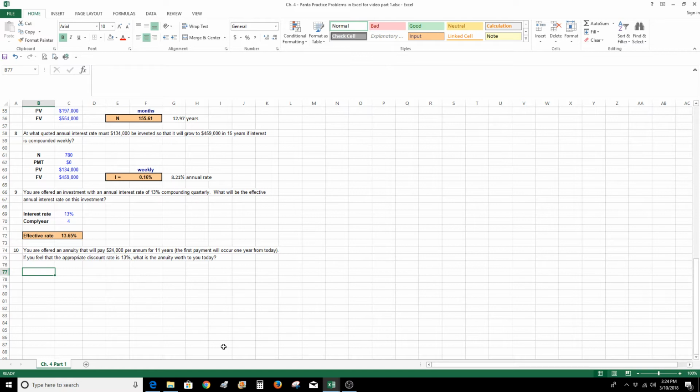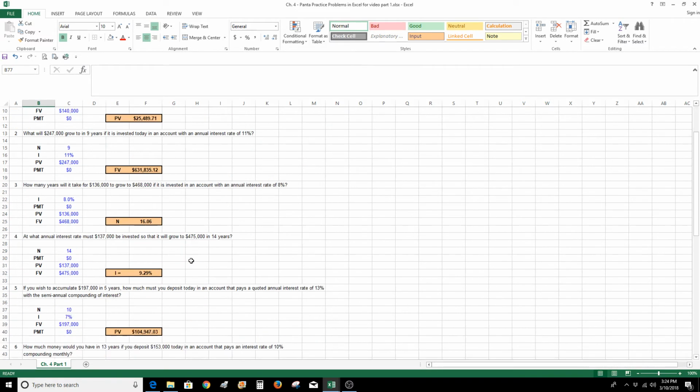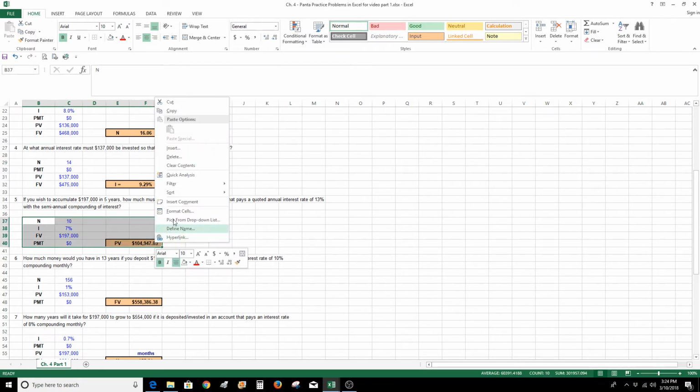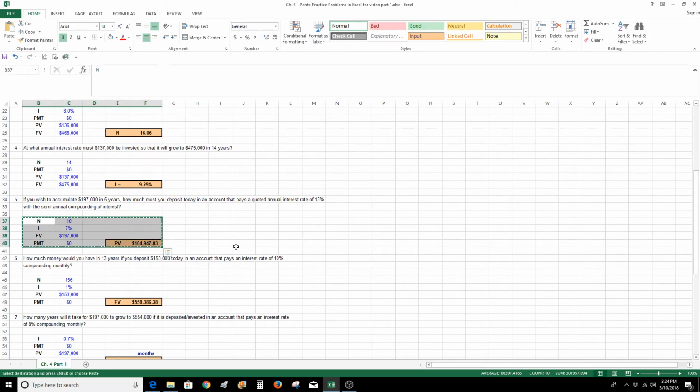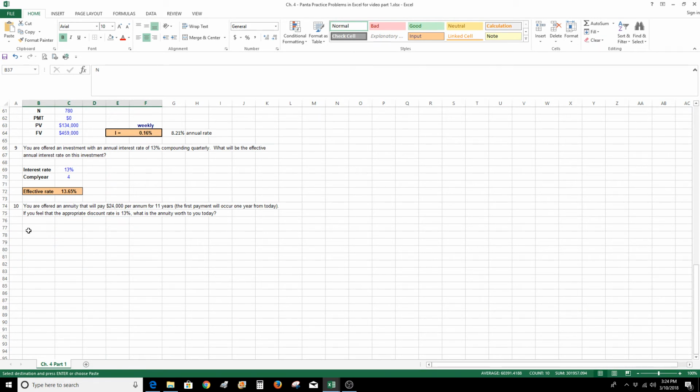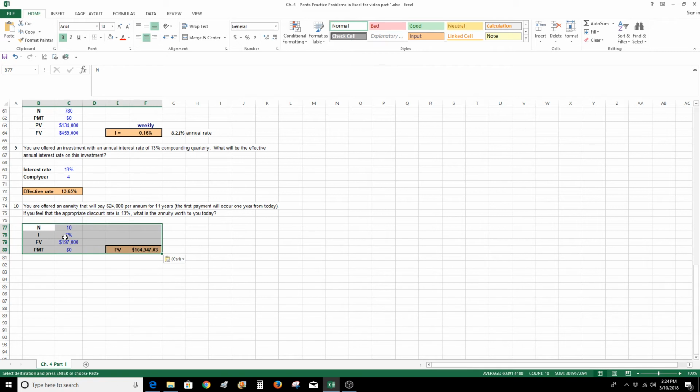So, you are looking for the present value. So we're going to copy that, go down here and right click and paste. It's going to pay, so under payment you're going to put $24,000. It's got 11 years, 13%, put 0 for the future value, and it's giving you a negative present value of $136,486.59.